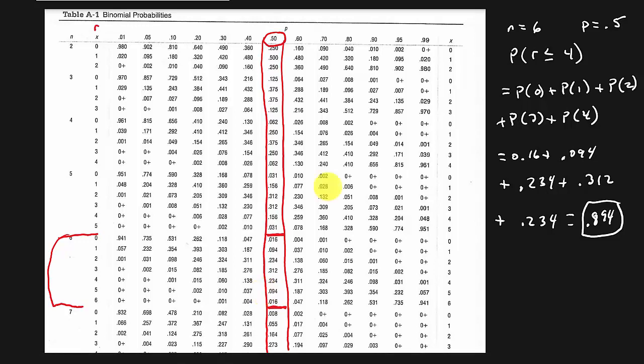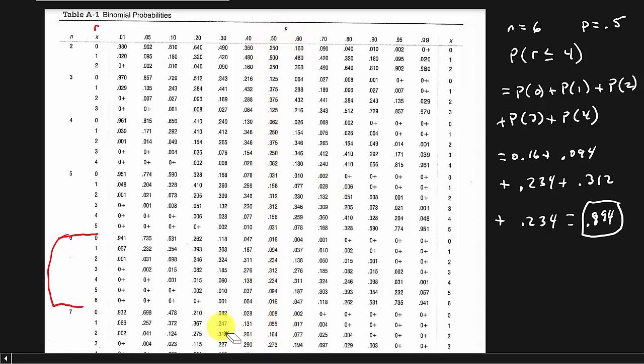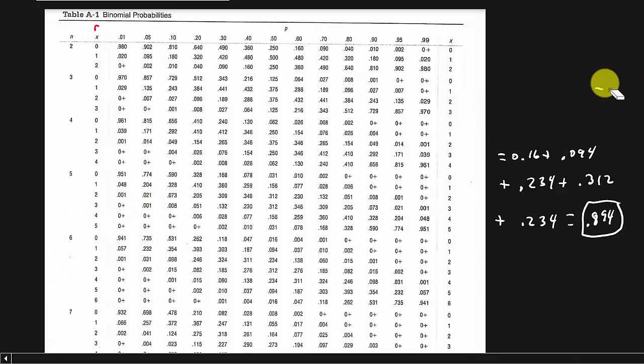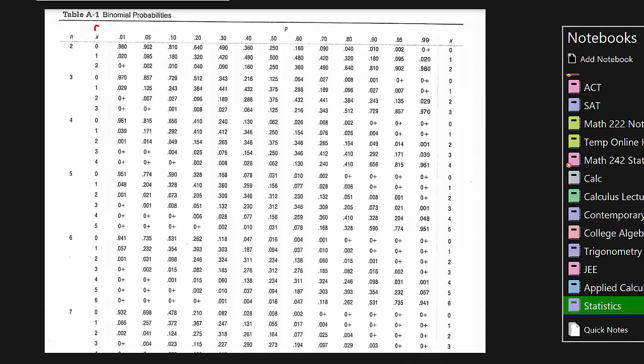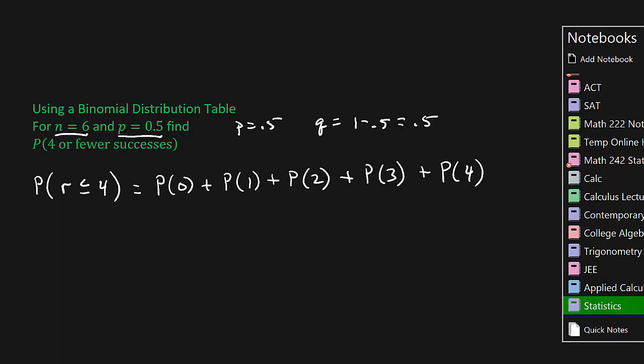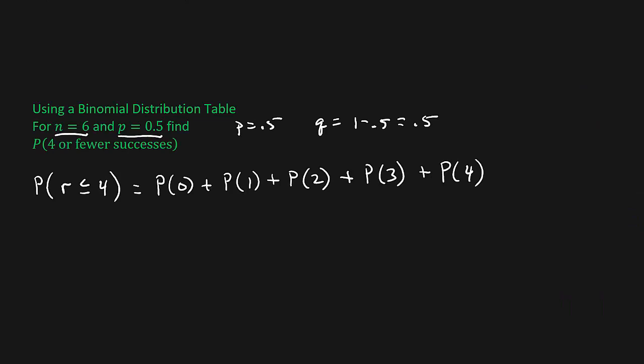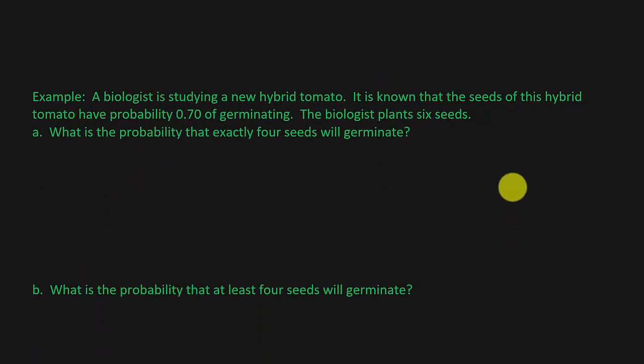All right, so let's do another example. I'm going to erase this. We'll have another example where we use the table again. I'm going to erase all this so we can write over here on our next example. All right, so what did we get? We got 0.890. Okay, let's move right along.